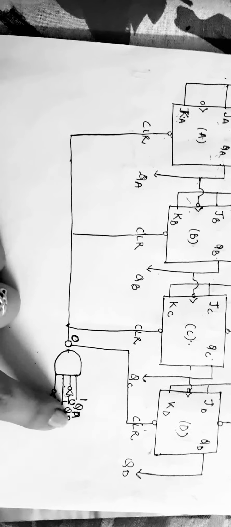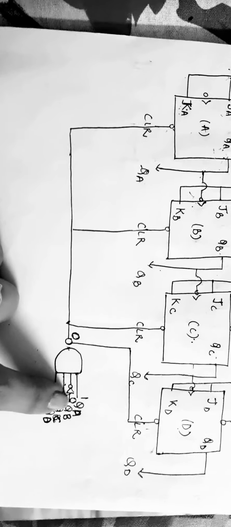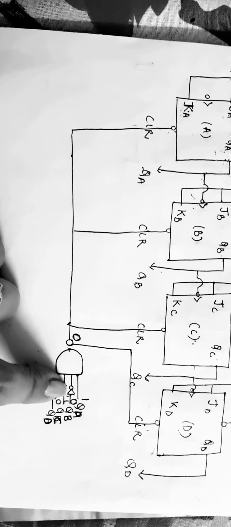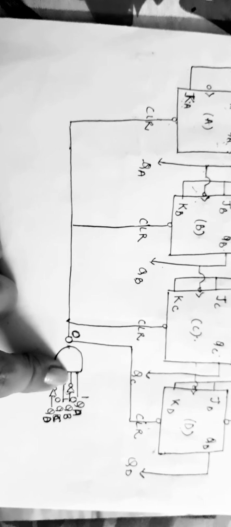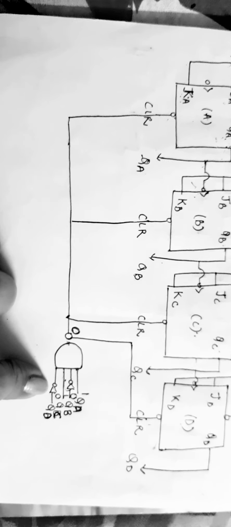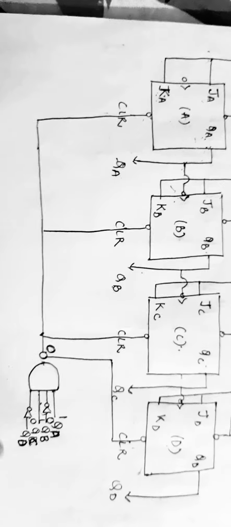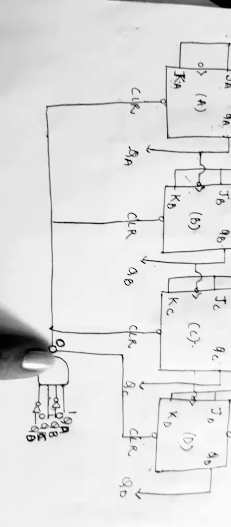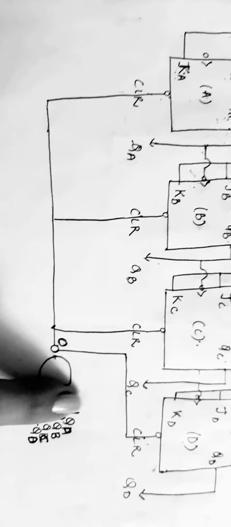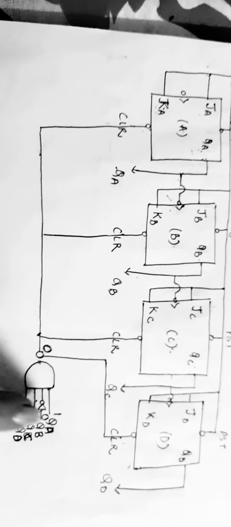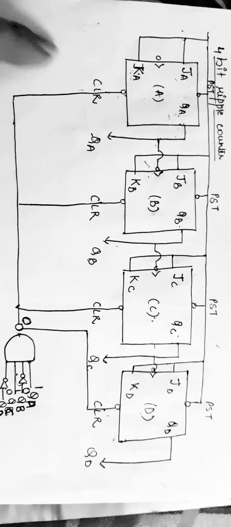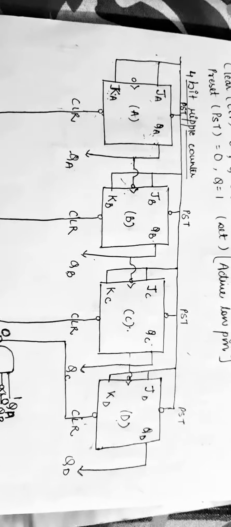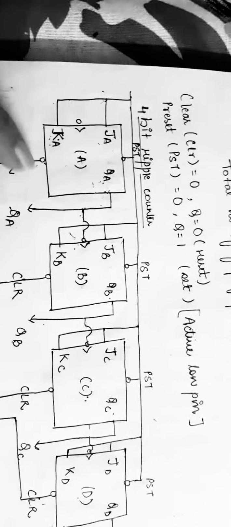Now we know that QA will go directly, that is 1. For 0 we will be using an inverter gate. After that QC will go directly to the NAND gate input, and for QD we are using an inverter gate. Now we know that the NAND gate output is 0. So to reset the clear pin at 1010, when the equivalent 1010 appears, all the clear pins will start functioning and get reset. All the flip-flops' stored data will get reset. So this is how we draw the BCD counter.